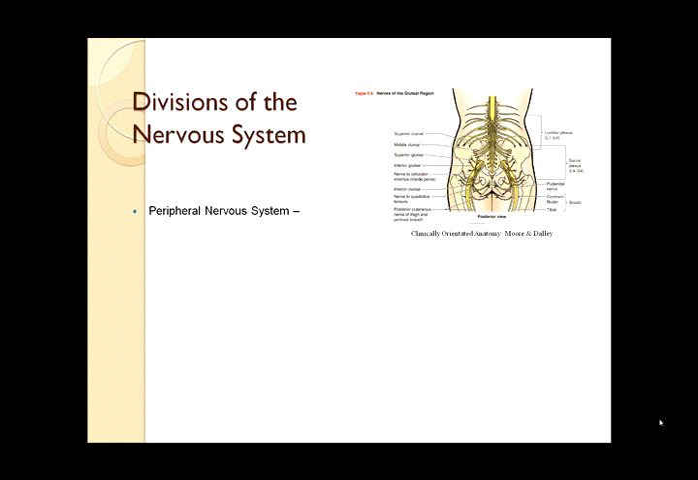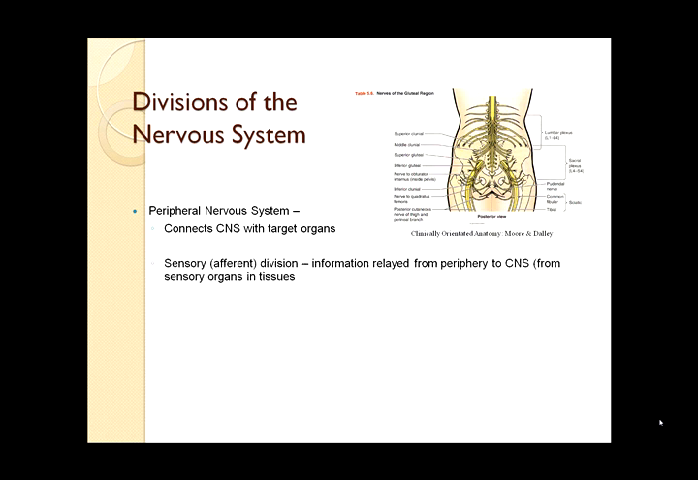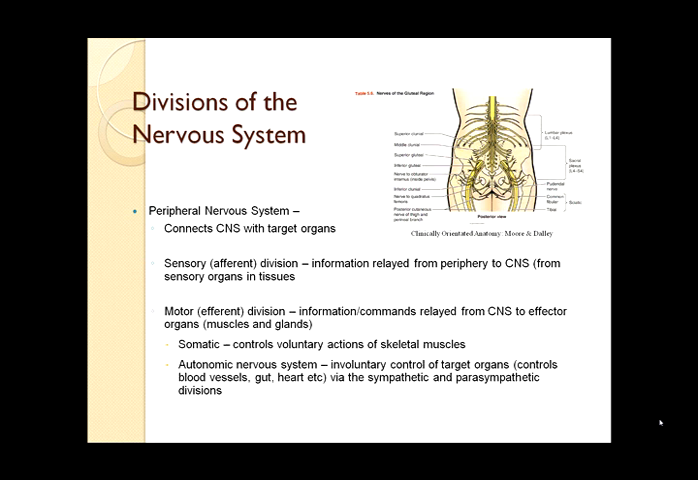We then have the peripheral nervous system. The peripheral nervous system connects the central nervous system with its target organs, whether they be sensory, visceral, circulatory, or muscular. Information from the periphery is relayed to the central nervous system via the sensory division of the peripheral nerves. The information passing from the central nervous system to muscles, to organs, to blood vessels occurs via the motor system, the efferent system.